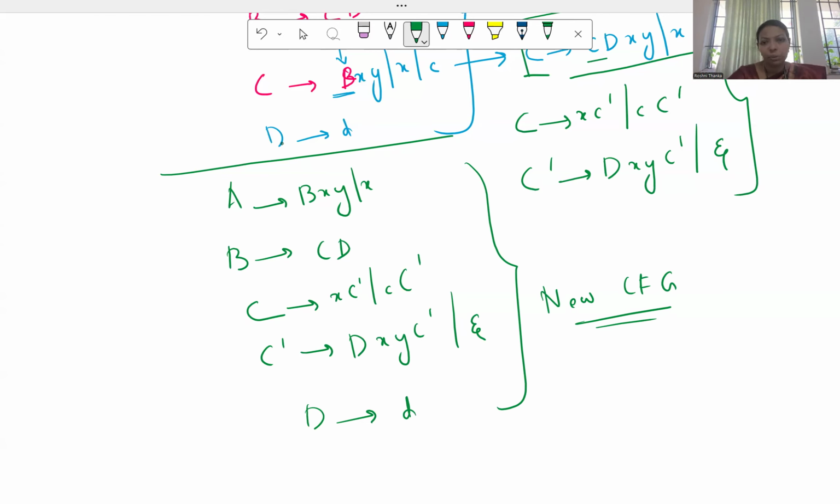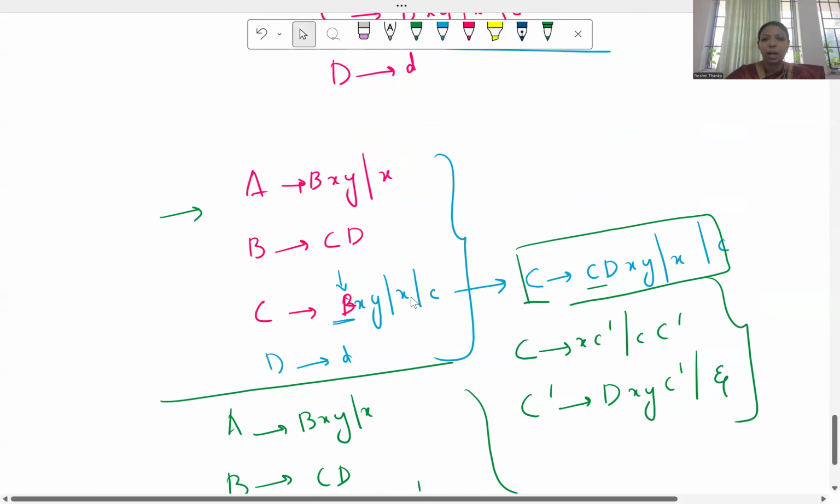By all this example, you might have well understood how to remove the immediate left recursion, and also how to remove the indirect left recursion. Hope you have got it. If you have any doubt, go back to the video and look at it again. Definitely you will understand.